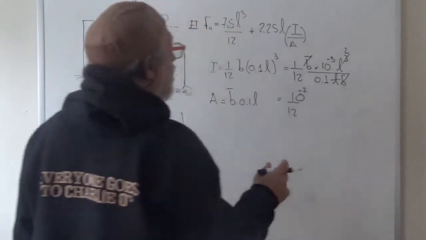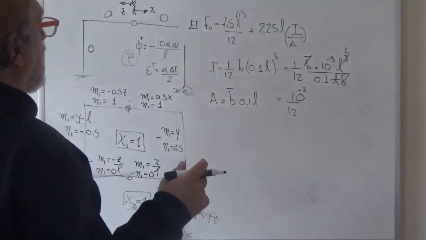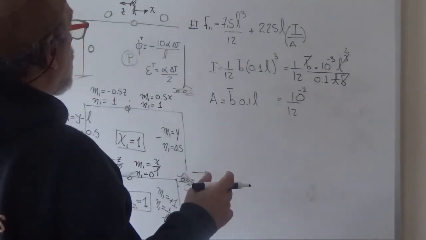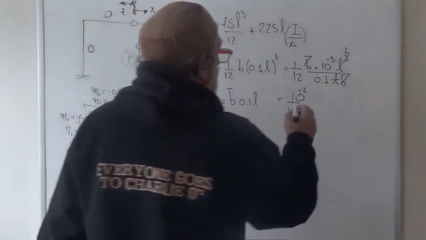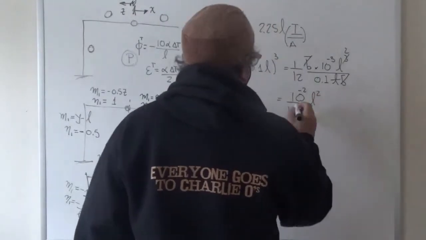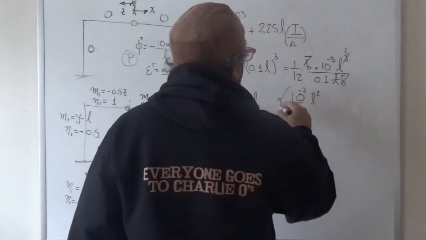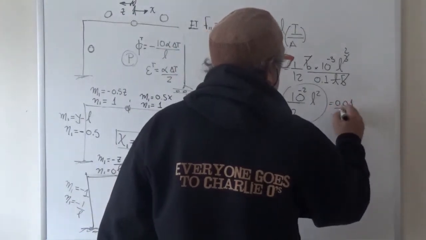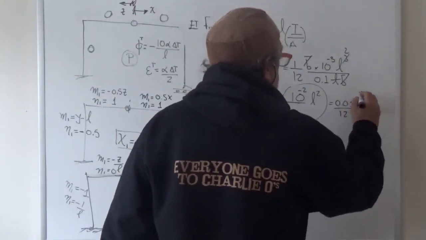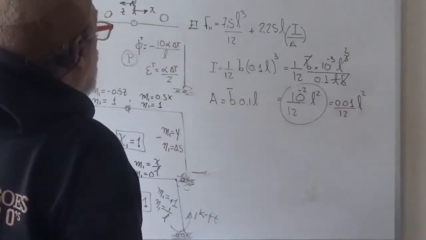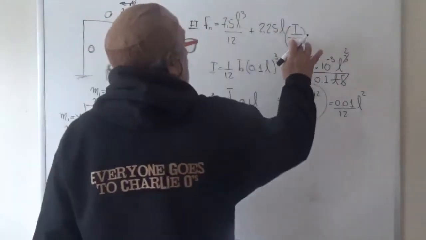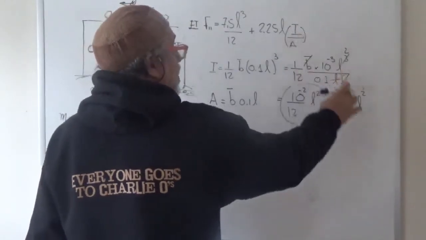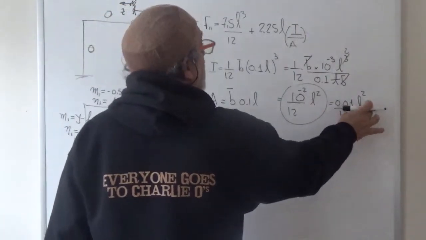Wait a minute, something's not right. Yes. No, it is. Yes. L squared. Or 0.01 over 12 L squared. So I over A is 0.01 over 12 L squared.